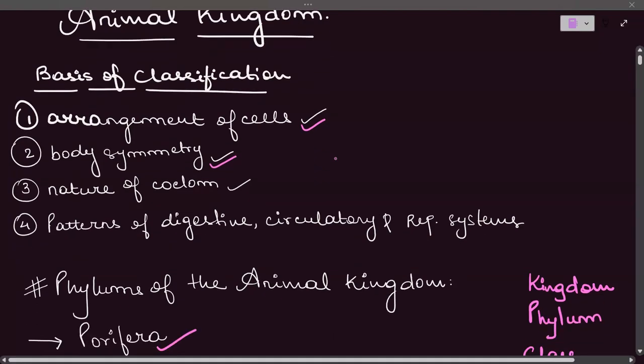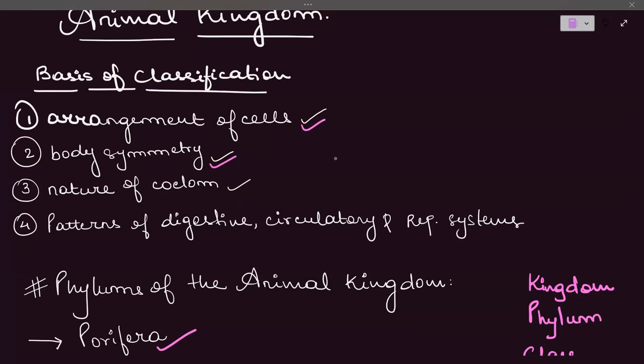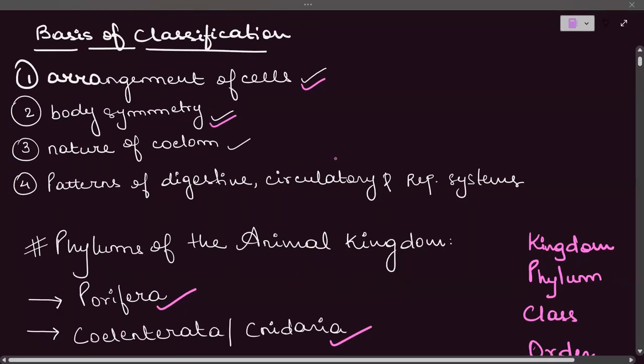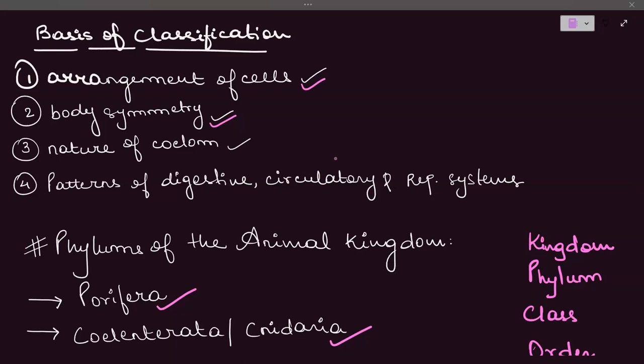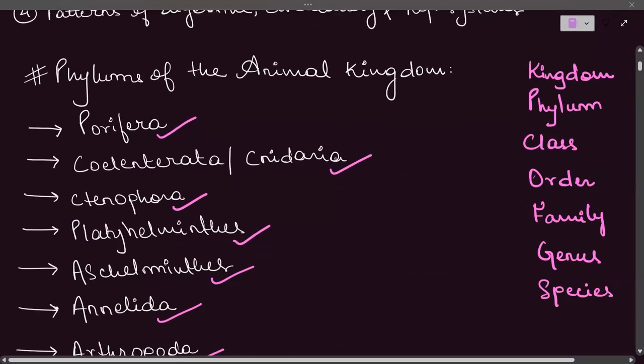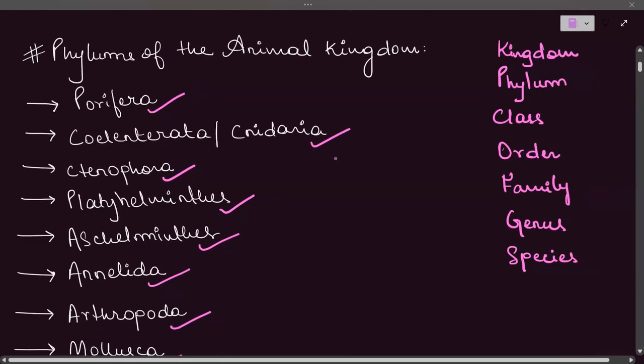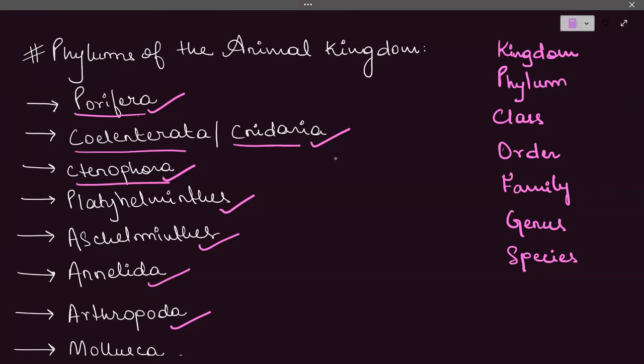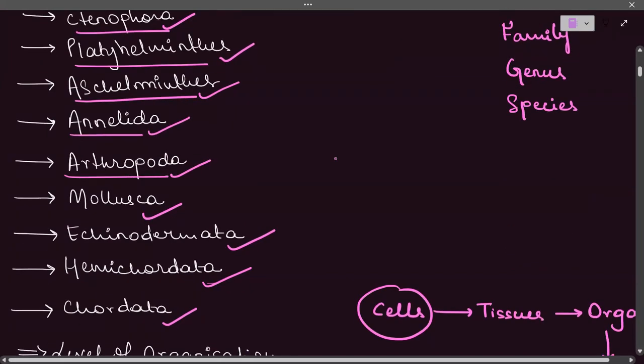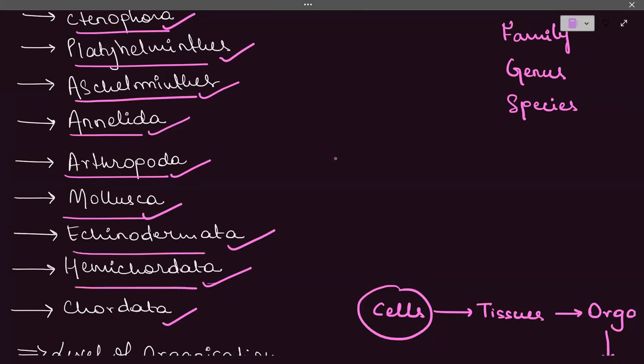Now the basis of classification for animals. First of all, the arrangement of cells, how the cells are arranged in the body, the symmetry of the body, the nature of coelom, the patterns of digestive, circulatory, and reproductive systems. All of these characters, or you can say the terminologies, are taken into consideration while classifying the animals. So, with this, we have the following phyla of the animal kingdom: phylum Porifera, phylum Coelenterata or phylum Cnidaria. Then there is phylum Ctenophora, phylum Platyhelminthes, Aschelminthes, Annelida, Arthropoda, Mollusca, Echinodermata, Hemichordata, and Chordata.